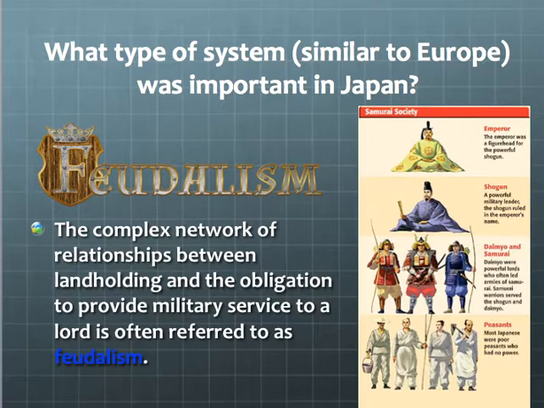What type of system, similar to Europe, was important in Japan? Feudalism. Okay, it's all about the people on top sharing their power with the people below them, who share power with people below them, and the peasants do all the work.